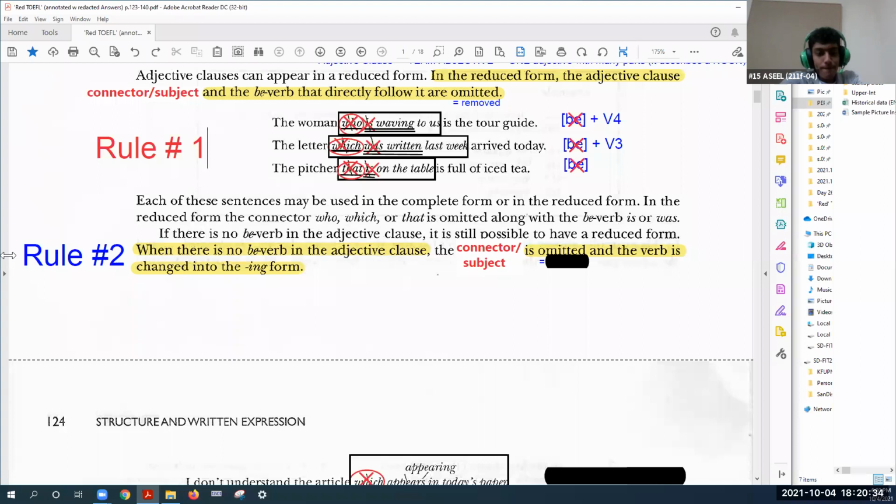Okay. All right. So rule number 2. Let's start with rule number 2.